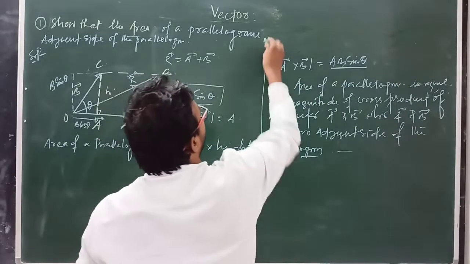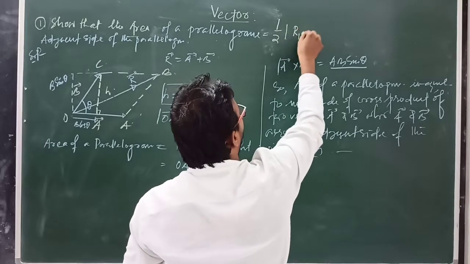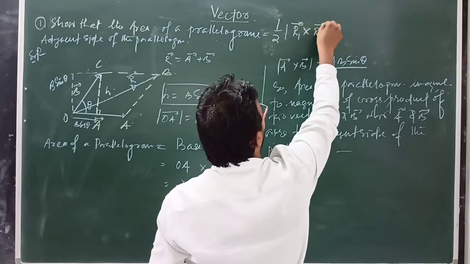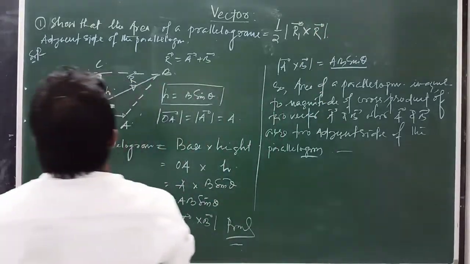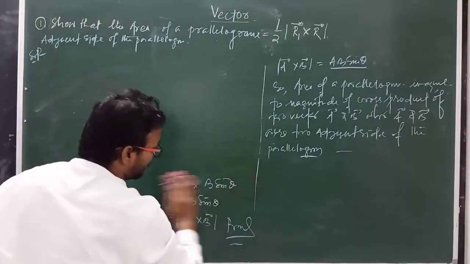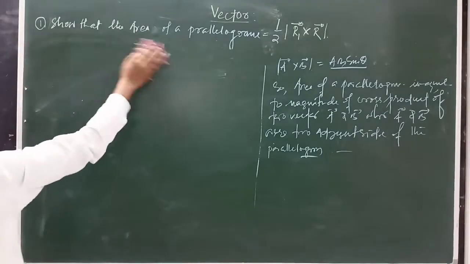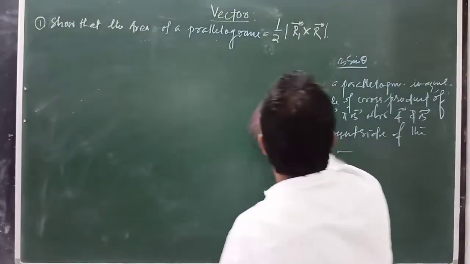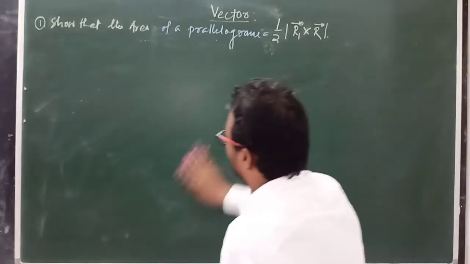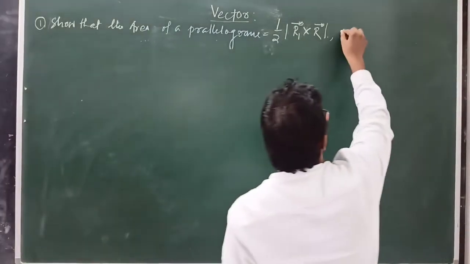Clear? Okay. And you can also derive another formula, that the area of a parallelogram is equal to half of magnitude of R1 vector cross R2 vector. So what are R1 and R2 vectors? R1 and R2 are two diagonals of a parallelogram, because a parallelogram consists of two diagonals, one large and another one, you can say, small diagonal. Clear?